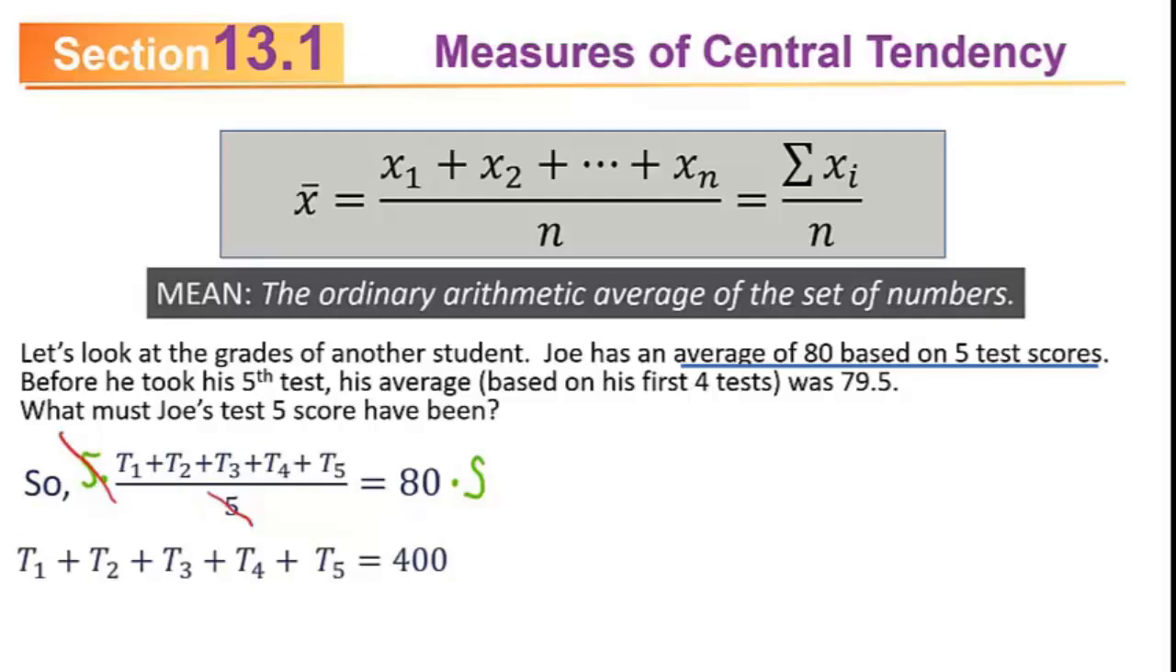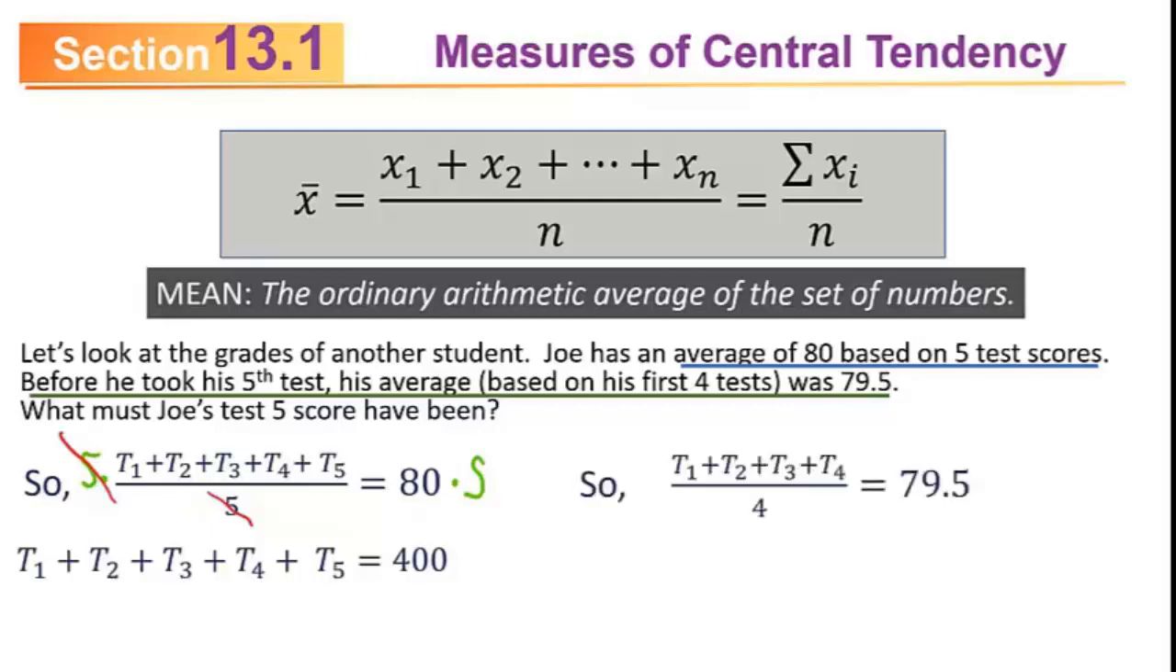So we know that. What else do we know in this problem? We also know before he took his 5th test, his average on his first 4 tests was 79.5. We can play the same game. We know how to average. If we average his first 4 tests, it comes out to 79.5. So if you add up those first 4 tests, divide by 4, you set it equal to the average of 79.5. And again, if you want to clear the fractions by multiplying both sides by 4, you'll find out that the sum of the first 4 test scores must have been 318.